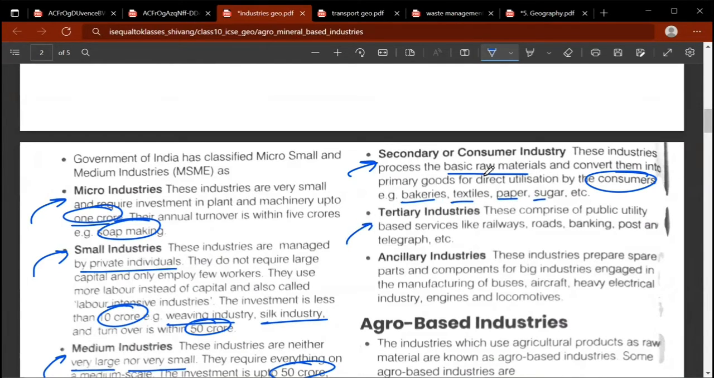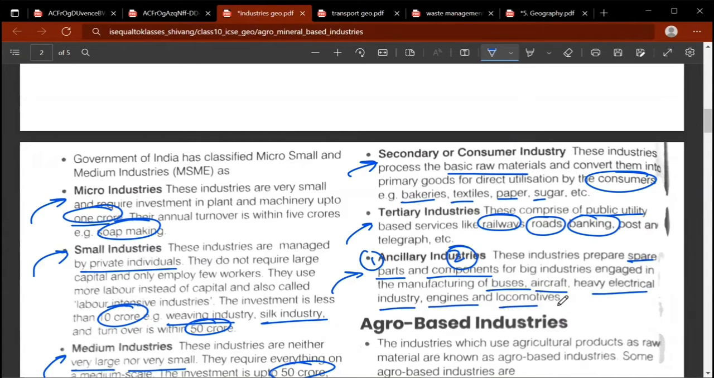Then we have tertiary industries. These comprise public utility-based services like railways, roads, banking, post and telegraph, etc. Then we have ancillary industries. These industries prepare spare parts and components for big industries engaged in manufacturing of buses, aircraft, heavy electrical industry, engines, and locomotives. So there are industries which manufacture the whole component, and then there are industries which only manufacture a small portion of this component. So these are ancillary industries.